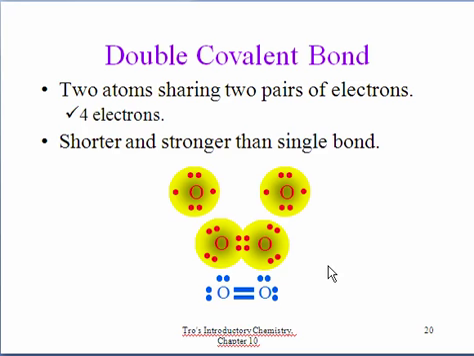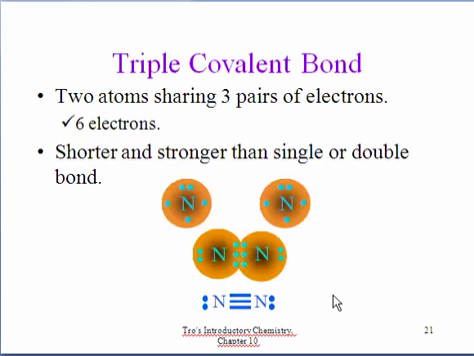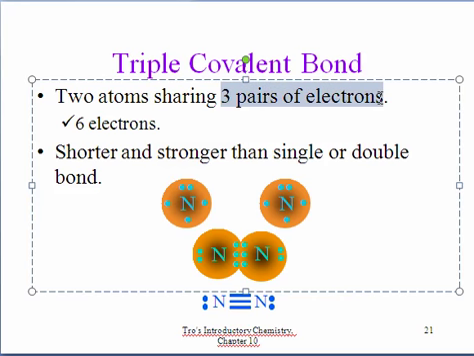And this is how oxygen exists in the molecular form as a diatomic molecule, and this is why it's a diatomic molecule, because when it forms this double bond, each oxygen has the stable octet of electrons. And then a little bit more rare is the triple covalent bond. This is where we have 2 atoms sharing 3 pairs of electrons, or 6 total electrons.